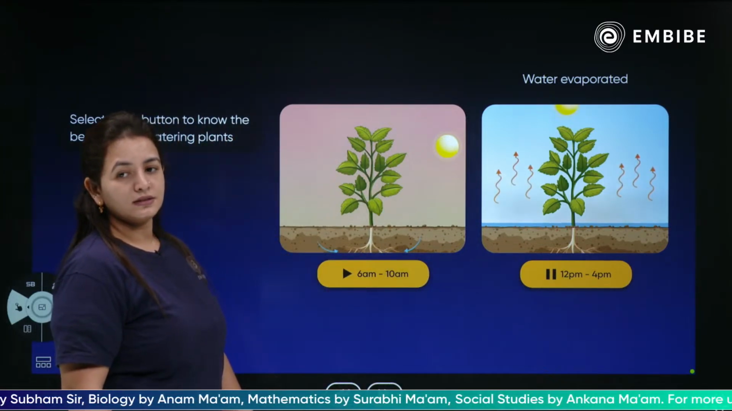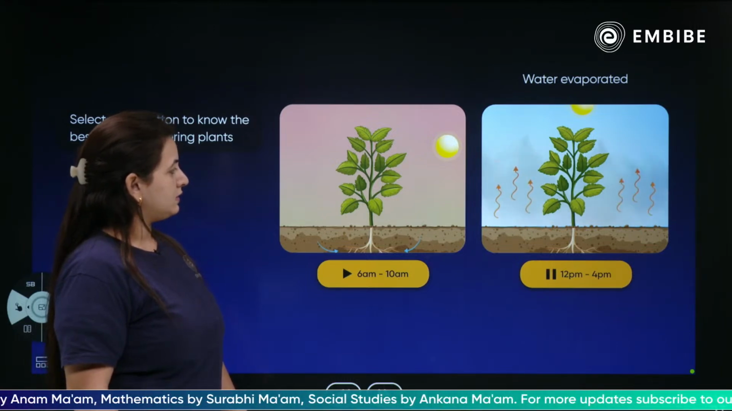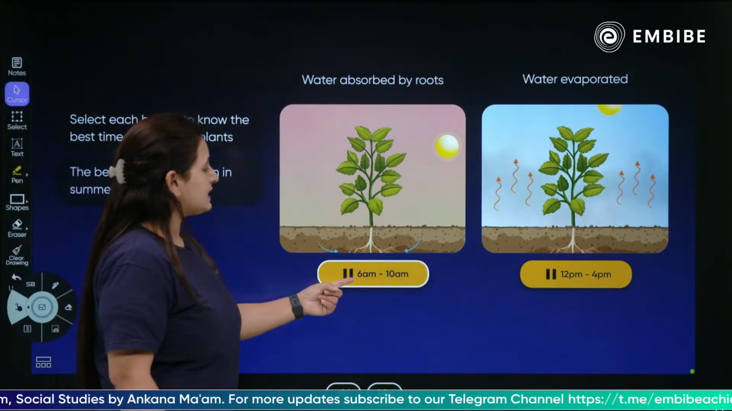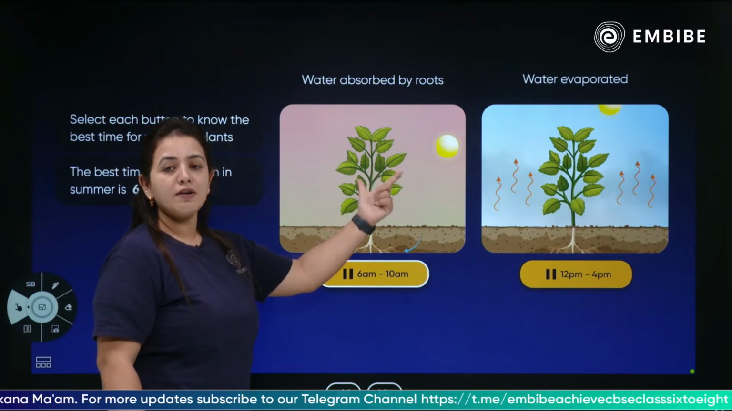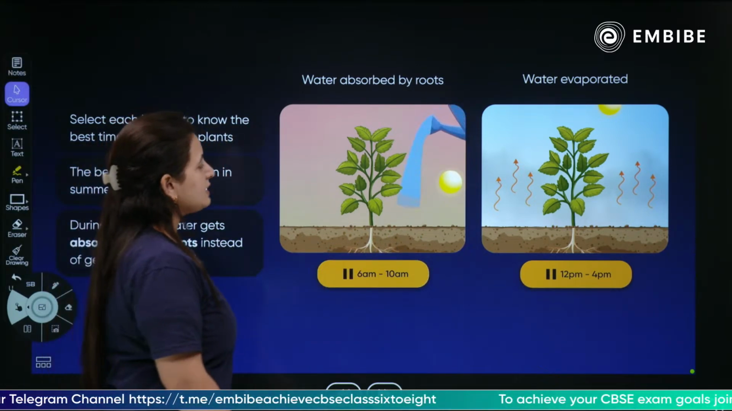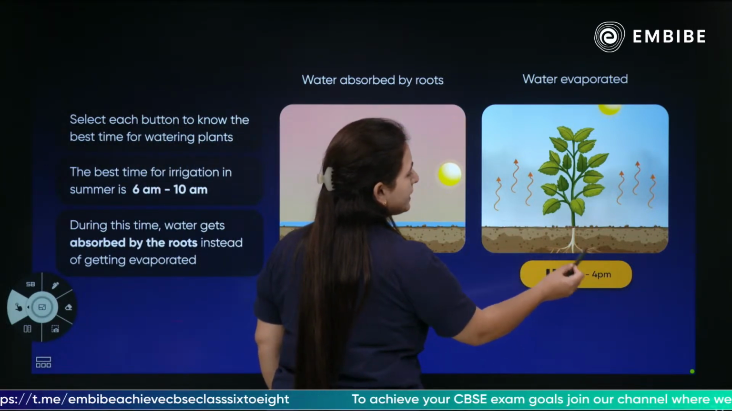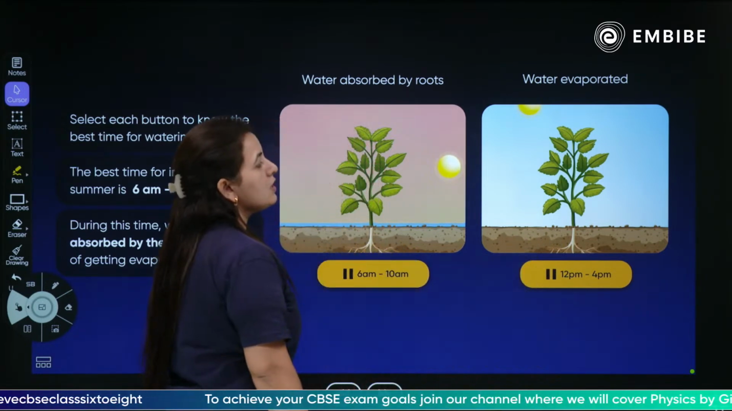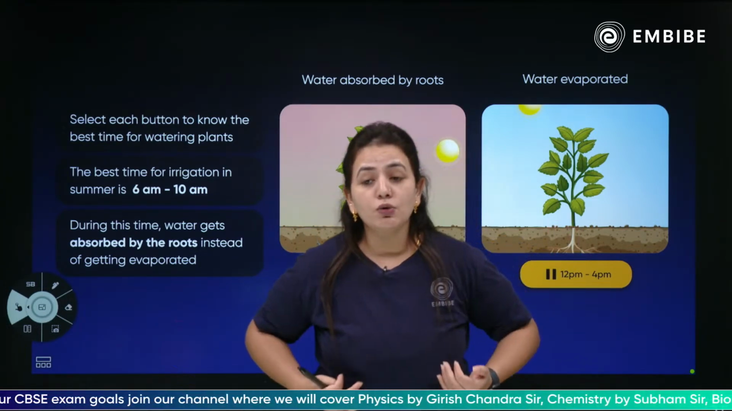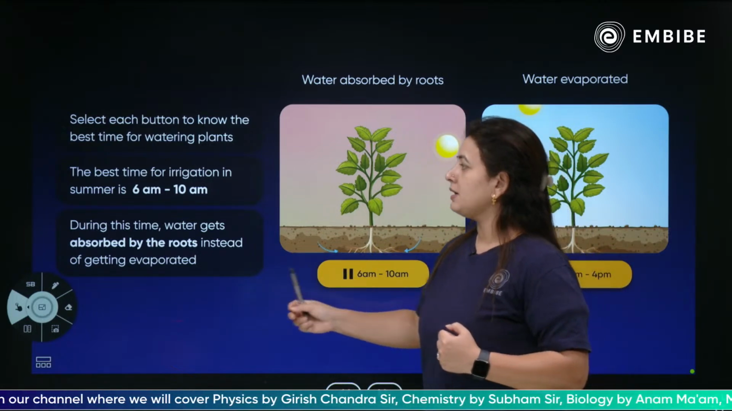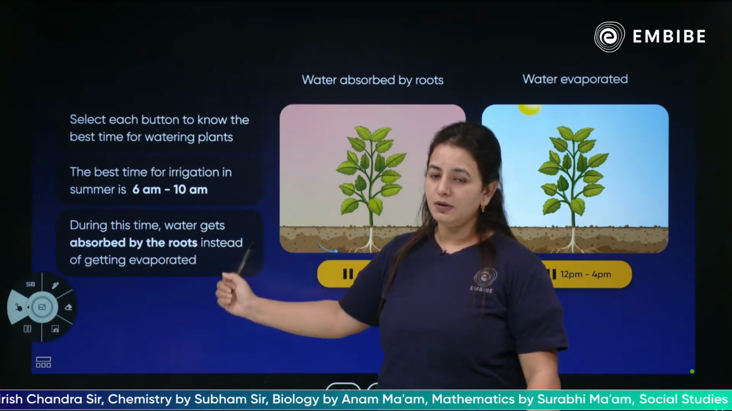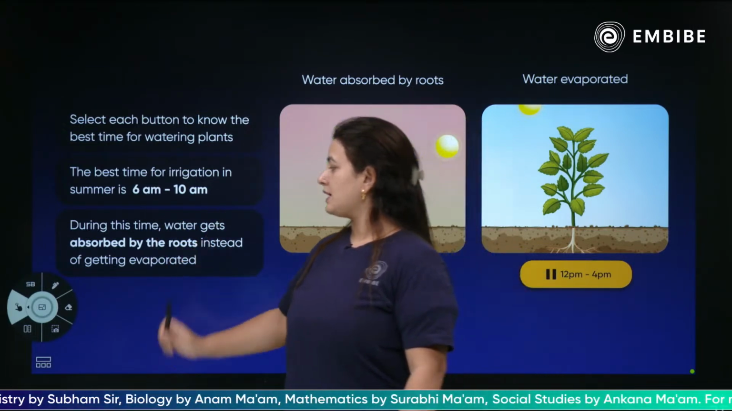Quickly see this. So, as you can see children, when we gave the water from 6 a.m. to 10 a.m., there was low heat and low evaporation, so the plant could easily take up the water. But when we give the plant water from 12 to 4 p.m., a lot of water has already evaporated. So the best suited time for giving the plant enough water so that the plant can utilize it is 6 a.m. to 10 a.m. The best time of irrigation is सुबह 6 बजे से सुबह 10 बजे तक. During this time the water gets absorbed by the roots instead of getting evaporated.